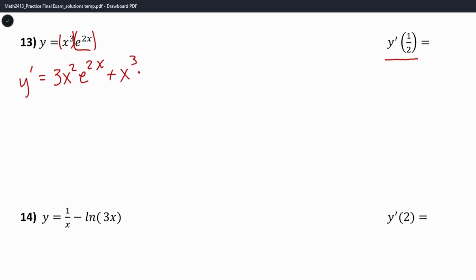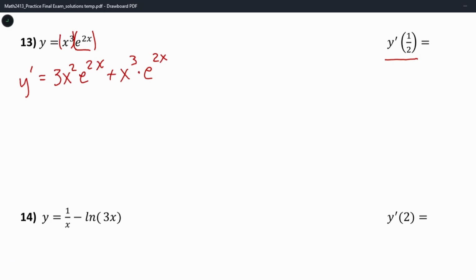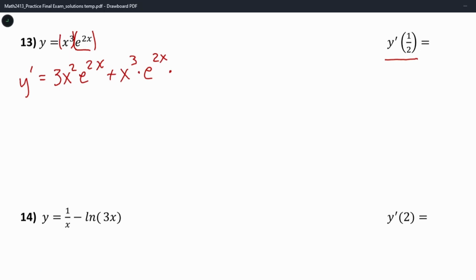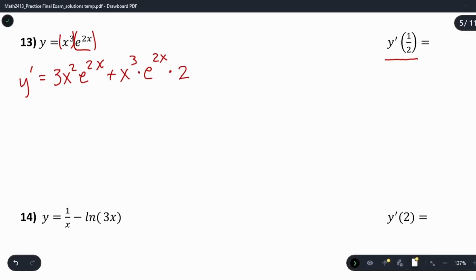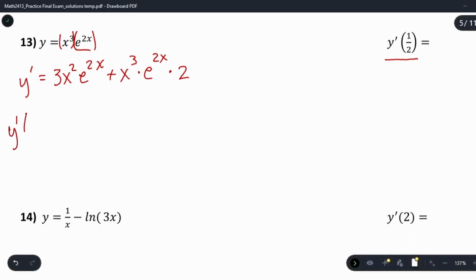Now the derivative of e to the 2x is itself, and since the exponent is not just x, we will have to apply the chain rule. So multiplying that times the derivative of the exponent gives us a 2. That is the derivative. Now we can evaluate that at a half.